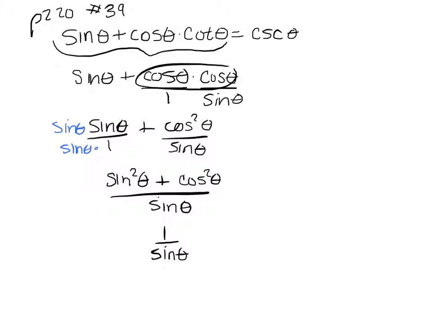And now let's go back and pay attention to the other side. Now I can pretend like this exists. Cosecant. I want to get cosecant. I have 1 over sine, which is cosecant. So that equals cosecant. And we're done.